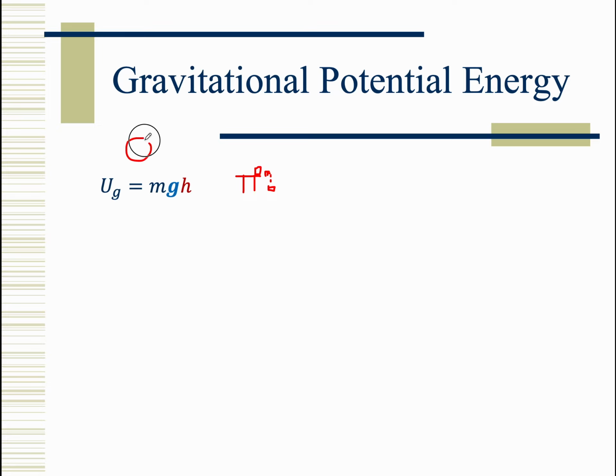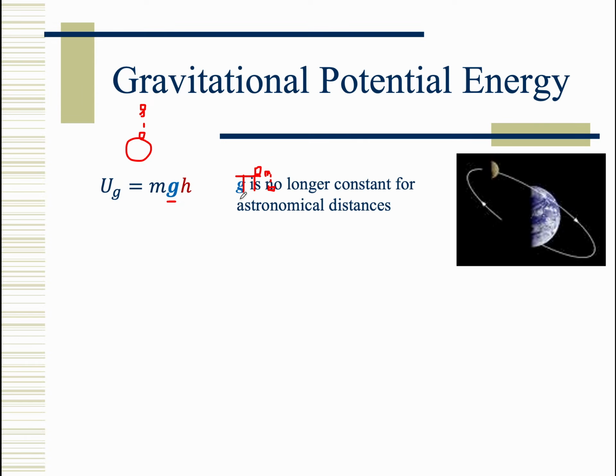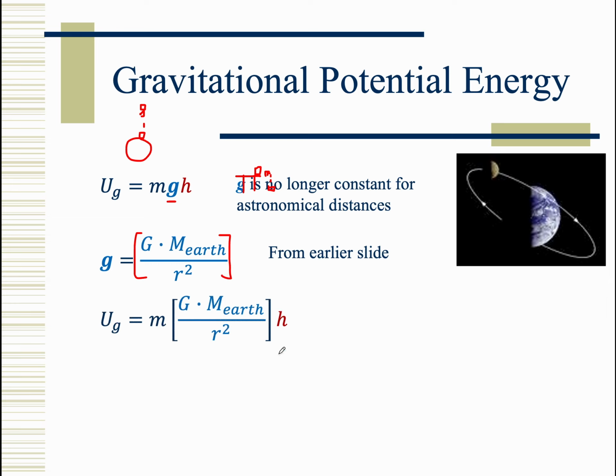If you're taking something off the planet and up into orbit, g is no longer a constant in this equation. In fact, remember the equation we had before? g is no longer constant for astronomical distances, so what are we going to do? Remember, g is equal to this from an earlier slide near the Earth. And so we can plug that into our equation. So mgh becomes m, this expression, times h.